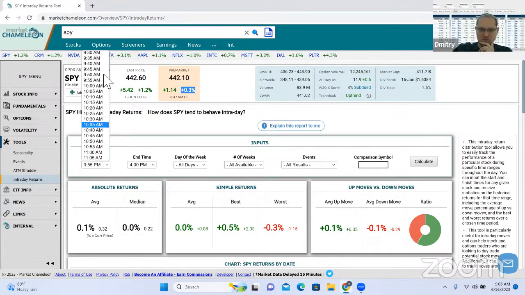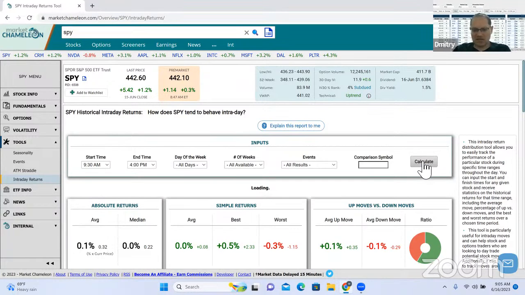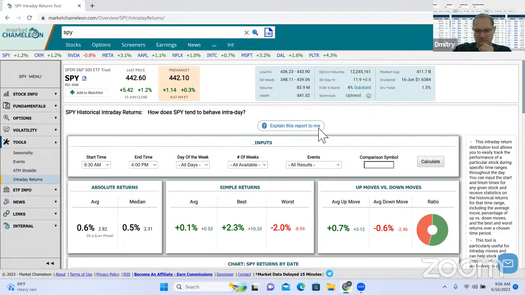I'm going to choose 9:30 a.m. and set this to 4 p.m., so full days of trading. Then I'm going to hit calculate, and I'm going to get these statistics at the bottom.